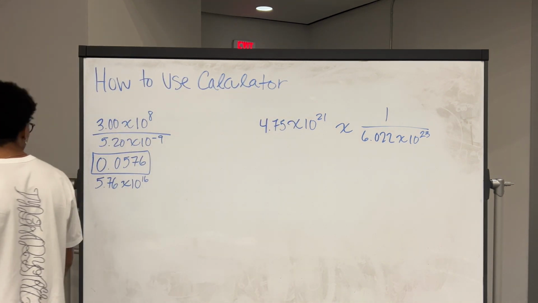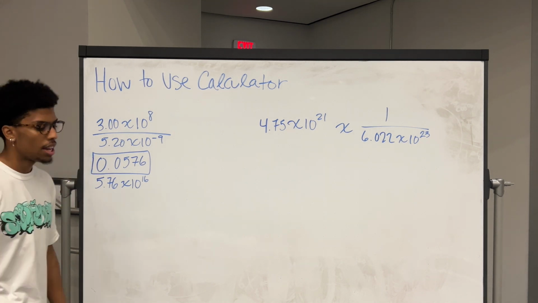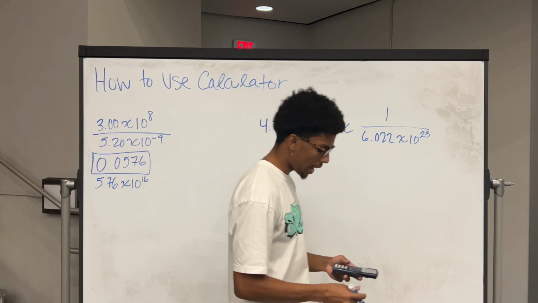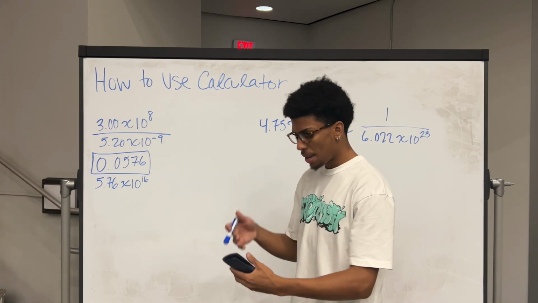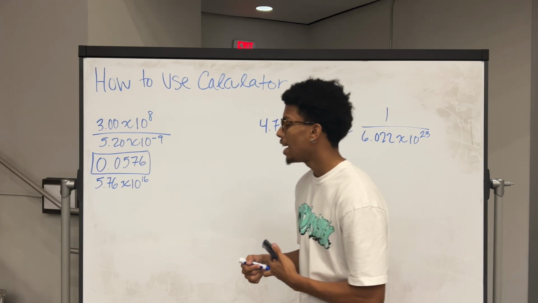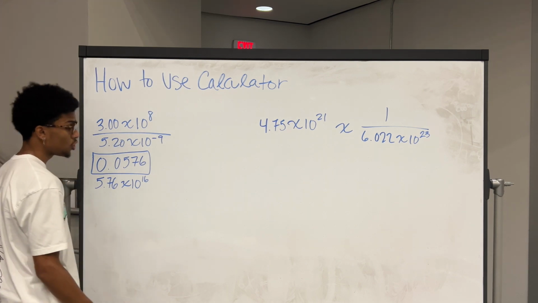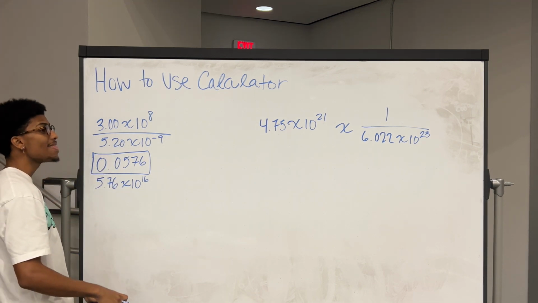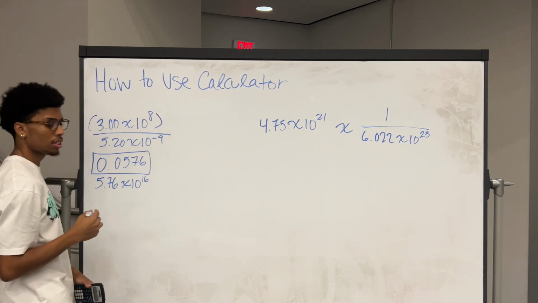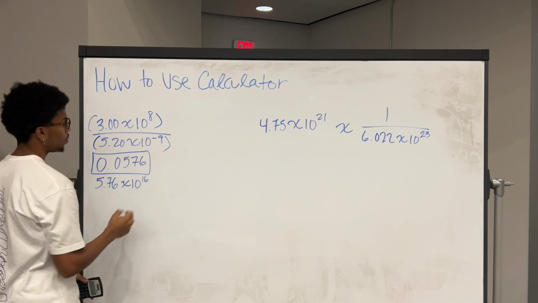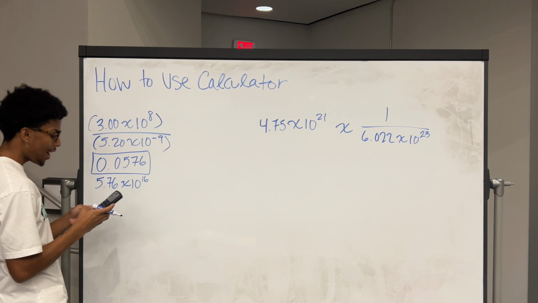So this first question, you have 3 times 10 to the 8th divided by 5.2 times 10 to the negative 9th. Okay. It's very important when you're typing scientific notation into your calculator that you put parentheses around the scientific notation so that it can solve for that, and then it will divide. So you want it to solve this scientific notation, then you want it to solve this scientific notation, and then it can divide.